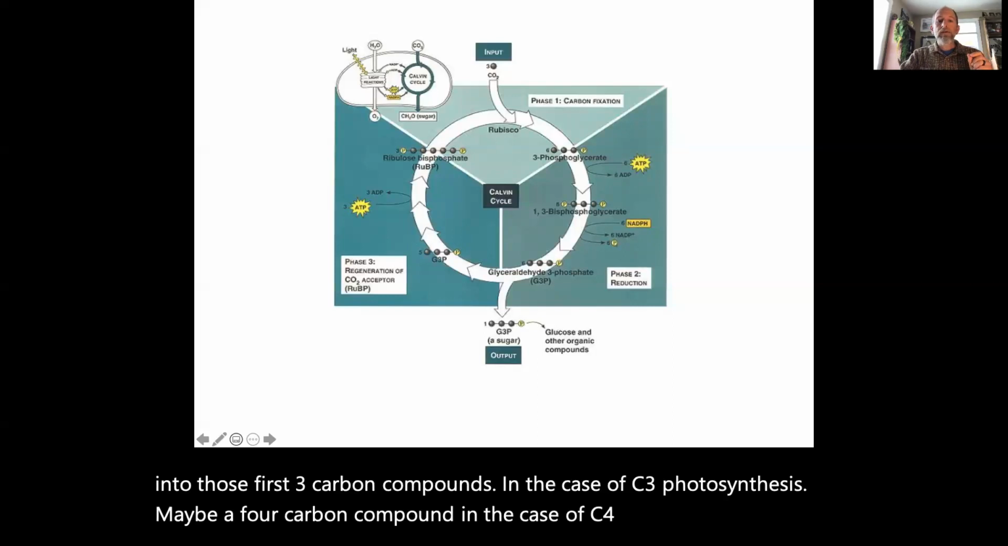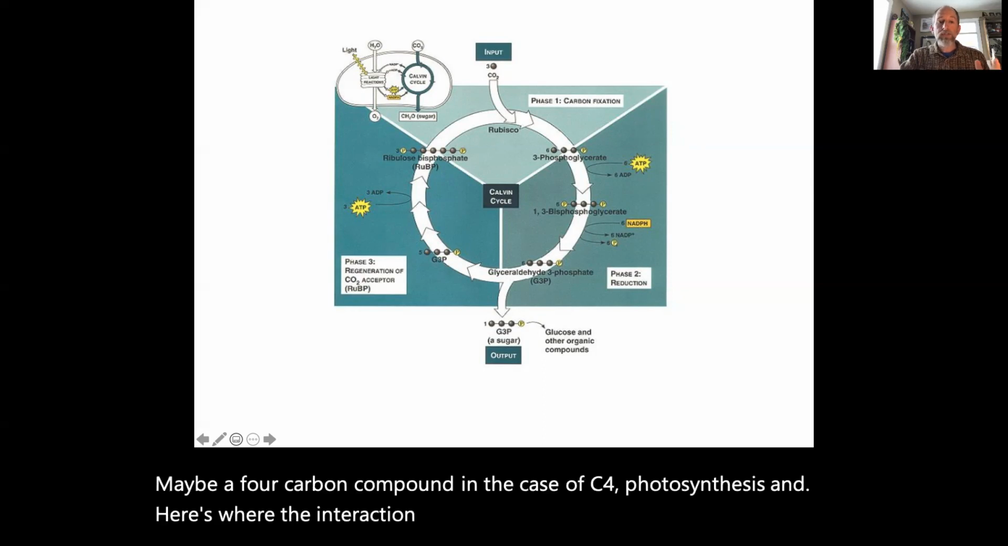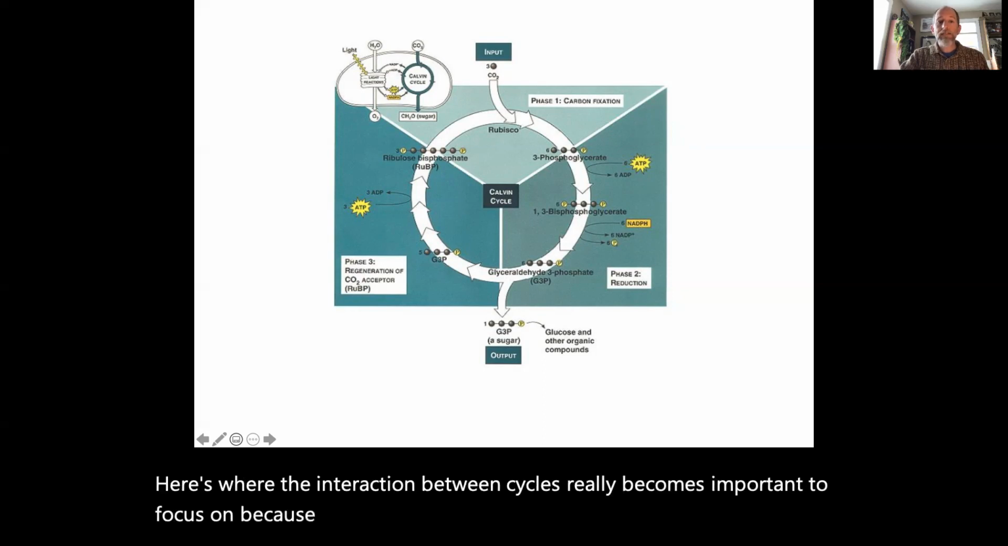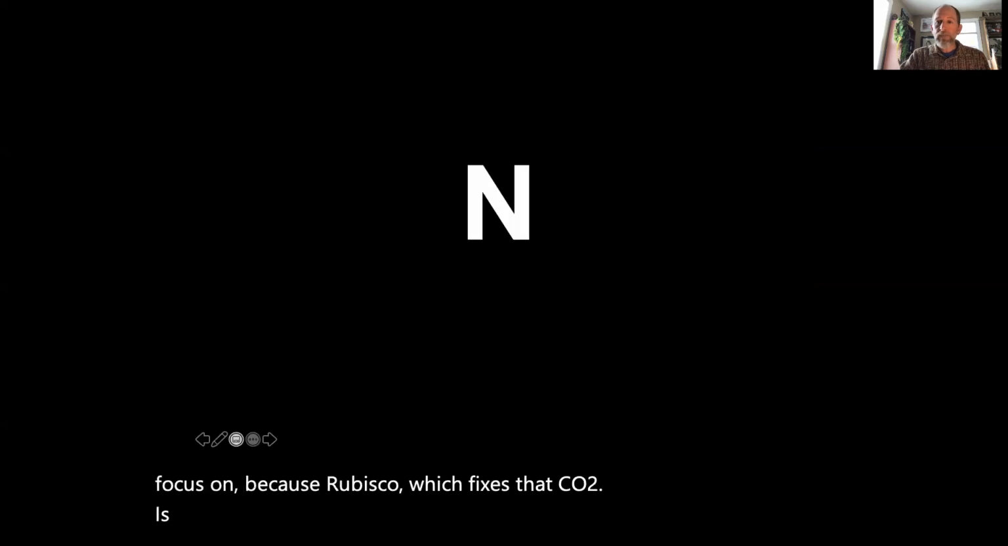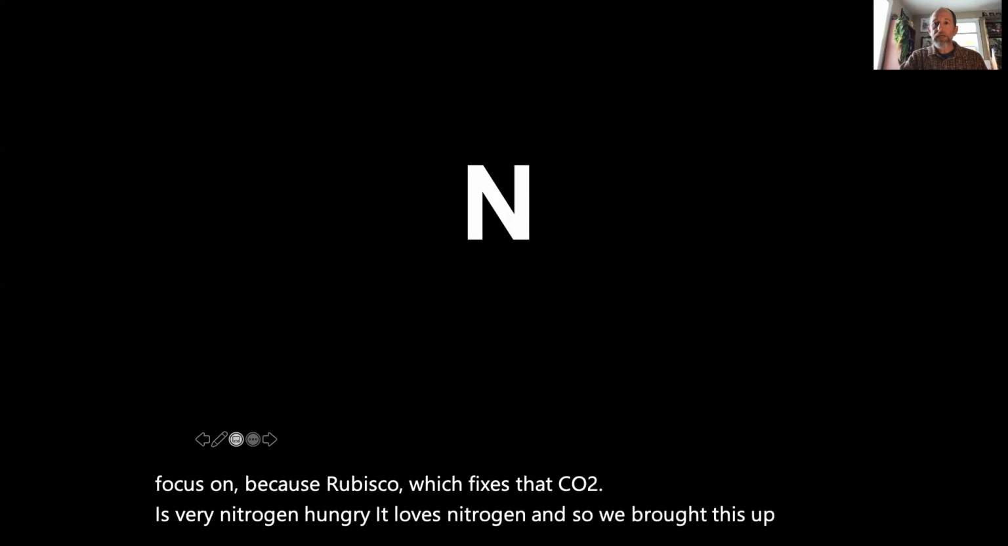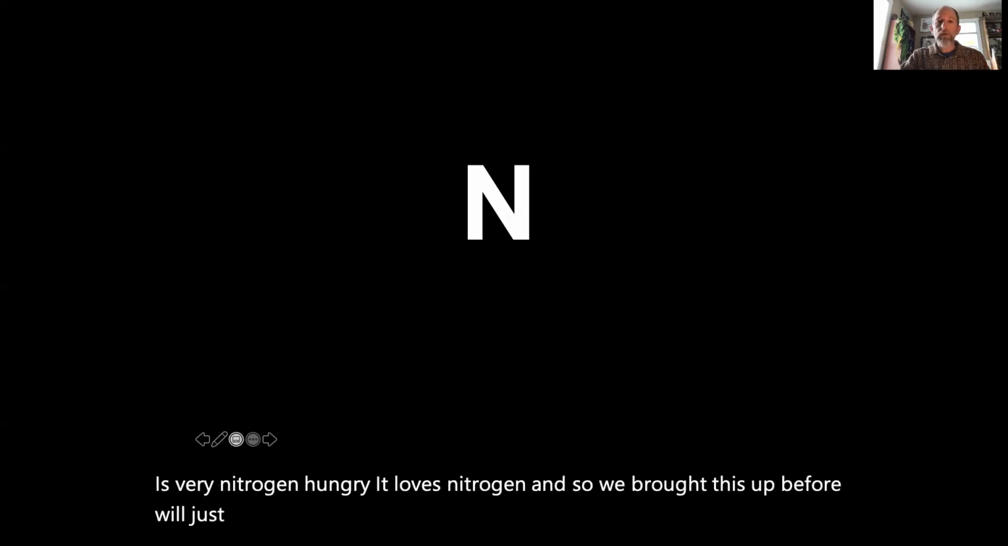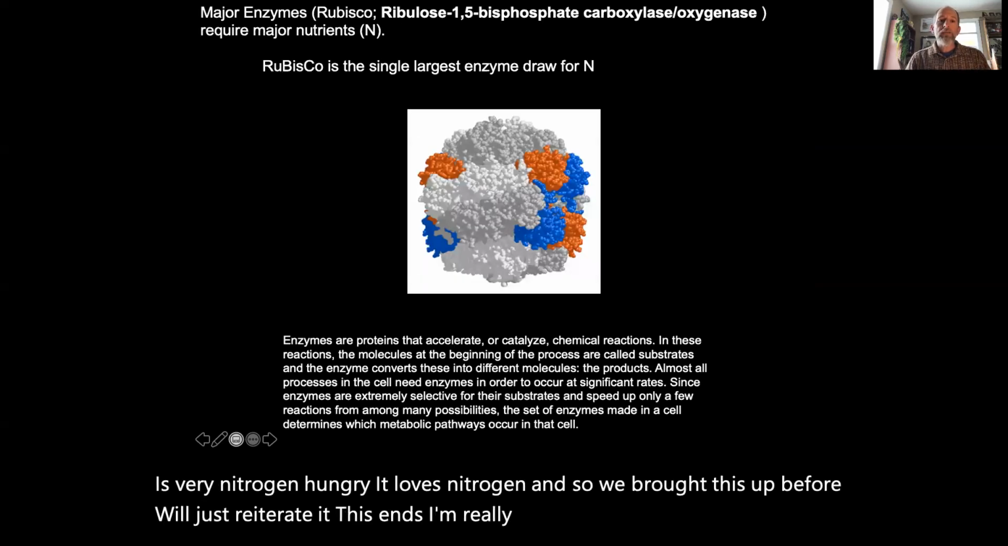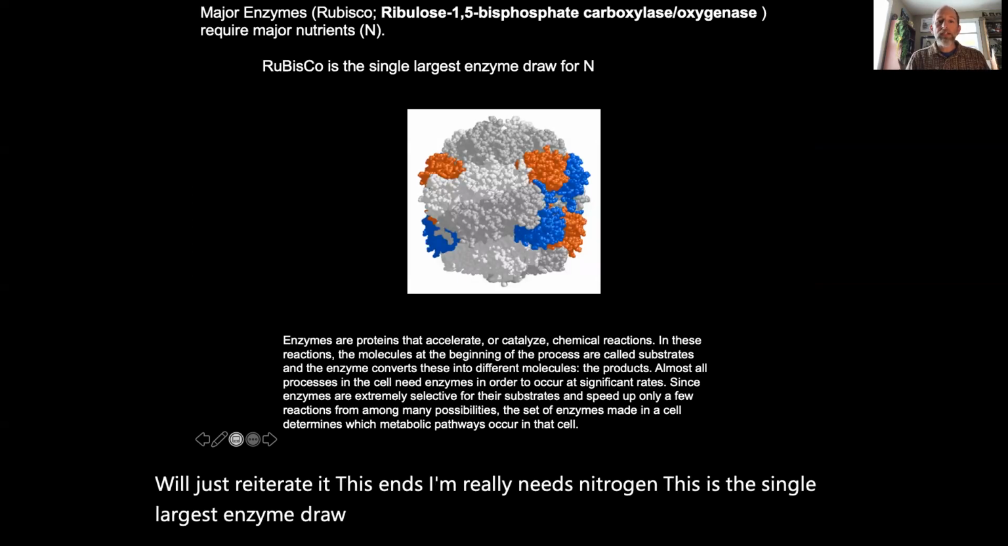And here's where the interaction between cycles really becomes important to focus on, because rubisco, which fixes that CO2, is very nitrogen hungry. It loves nitrogen. And so we brought this up before, we'll just reiterate it. This enzyme really needs nitrogen. This is the single largest enzyme draw for nitrogen, and it's a reason why nitrogen is closely tied to the carbon cycle.